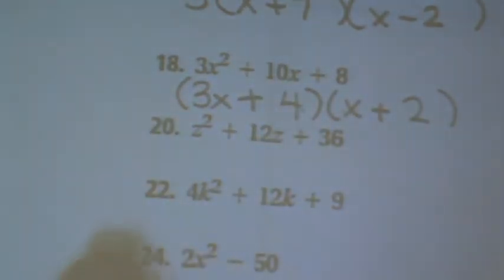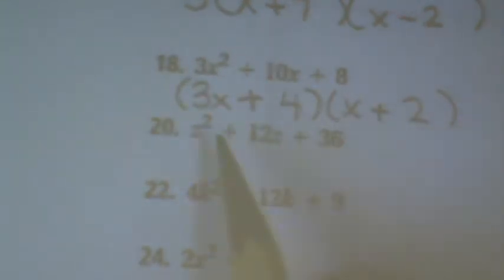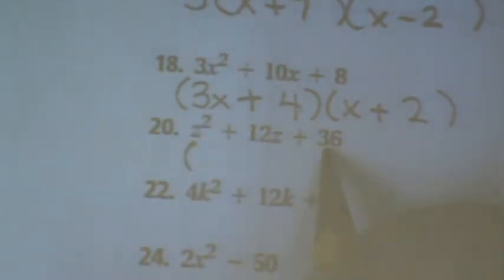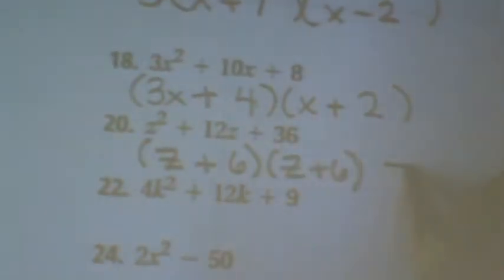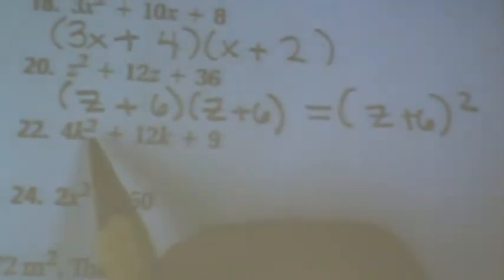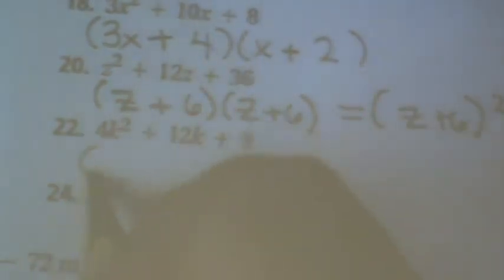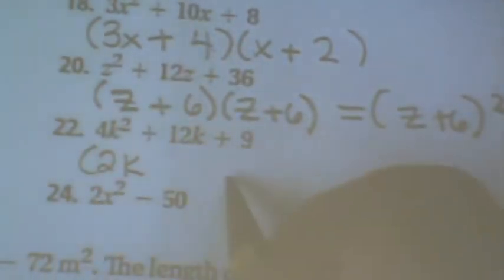That was quick. Number 20 is also a perfect square trinomial when the first and the last are perfect squares, and twice each of these, z times 6 is 6z, times 2 is 12. You're going to end up with the trinomial, and you can simplify this: you could write z plus 6 quantity squared to shorten it. This one also is a perfect square trinomial, because 2k times 3 is 6k, times 2 is 12. This is going to be the plus sign, and you can square it like that.